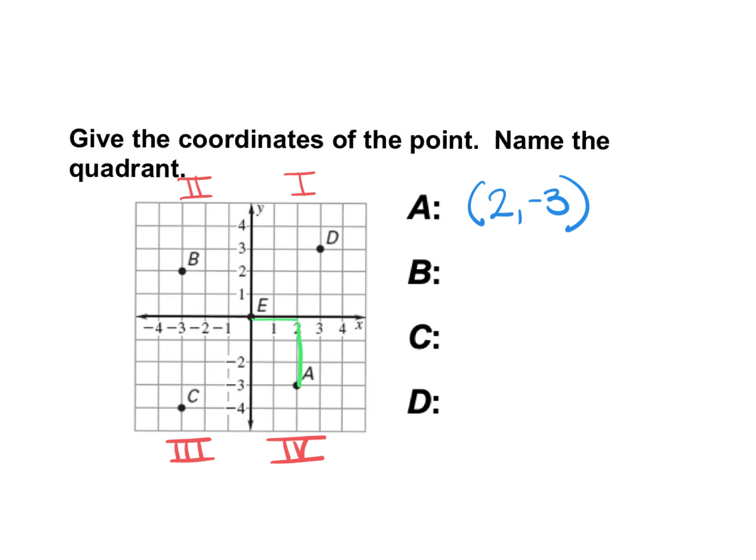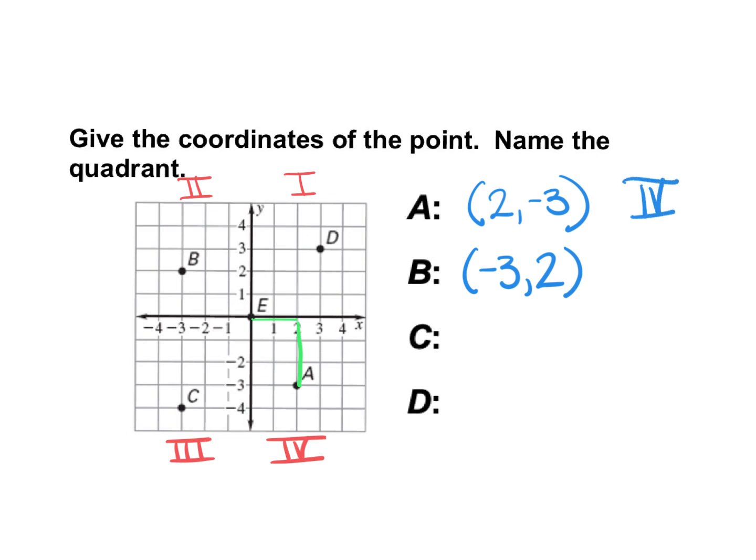All right, so now let's take a look at B. We're walking to the left 3, so we're at a -3, and then for B, we're going up 2. Oh, and I forgot, it asks us to name the quadrant. So the quadrant for letter A is in quadrant number 4.